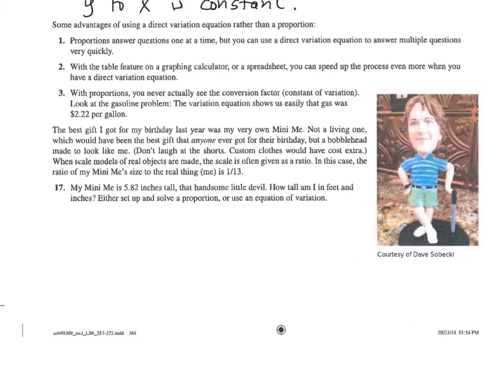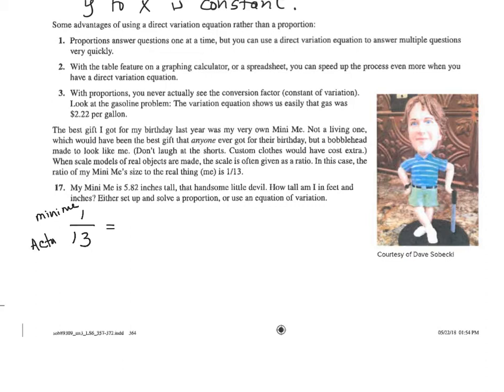Okay, so it says my mini-me is 5.82 inches tall. What a handsome little devil. So how tall am I in feet and inches? It says either set up and solve a proportion or use an equation of variation. Okay, this one actually, even after we read those advantages of using direct variation, lends itself to a proportion. So that 1/13th ratio that they gave us, we could say that this is the mini-me, and then this would be the actual.